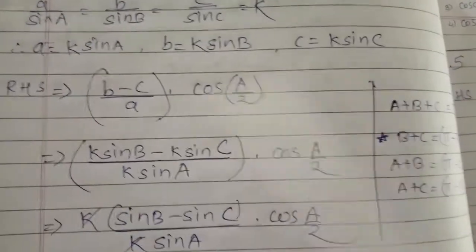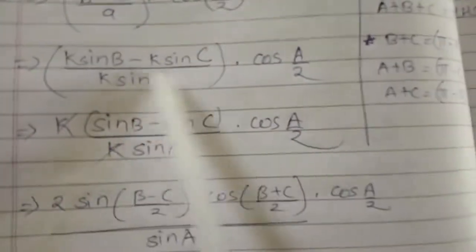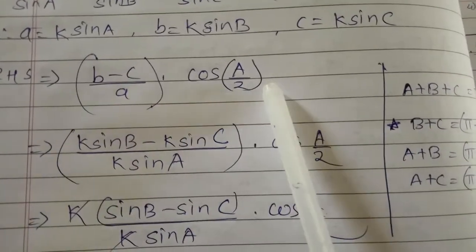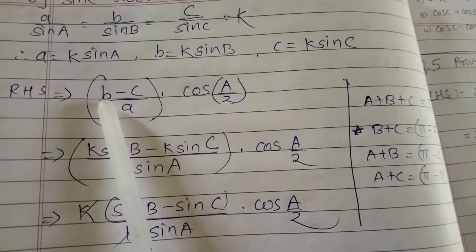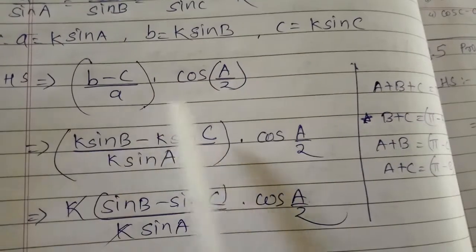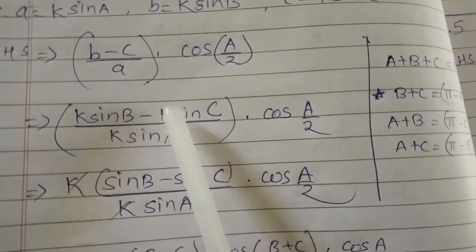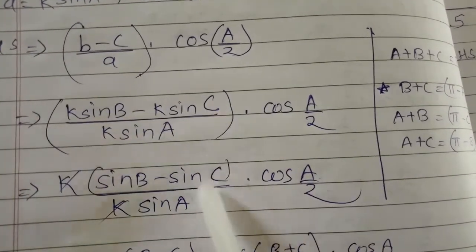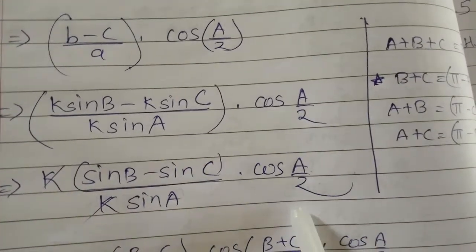So the RHS we are given, that is (B minus C) upon A into cos A by 2. So we know the value of B. B is K sin B, we put here. C is K sin C, upon A is K sin A, into cos A by 2. Next, we're taking K common here. So in bracket, sin B minus sin C upon K sin A, as it is. K will get cancelled, into cos A by 2 as it is.